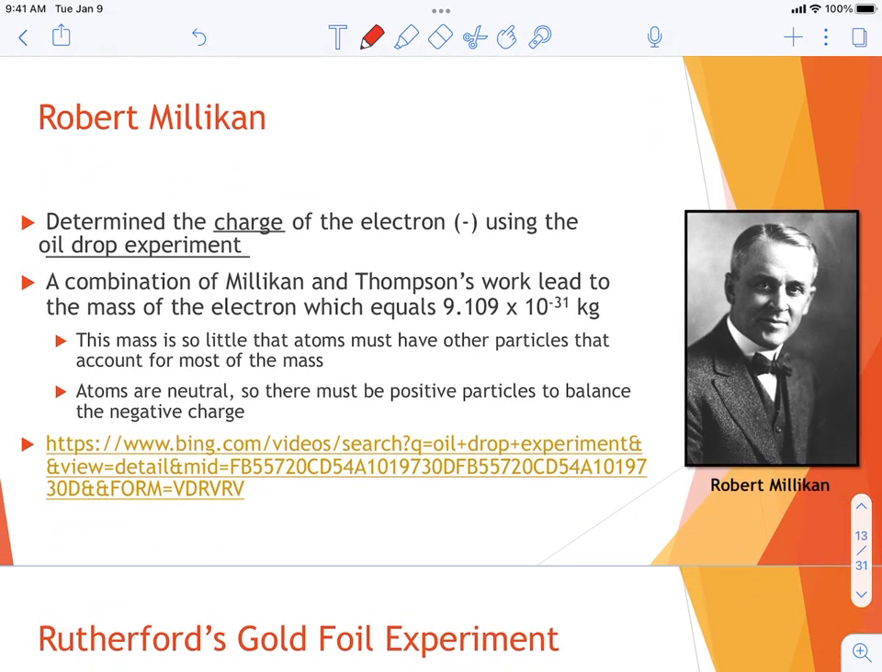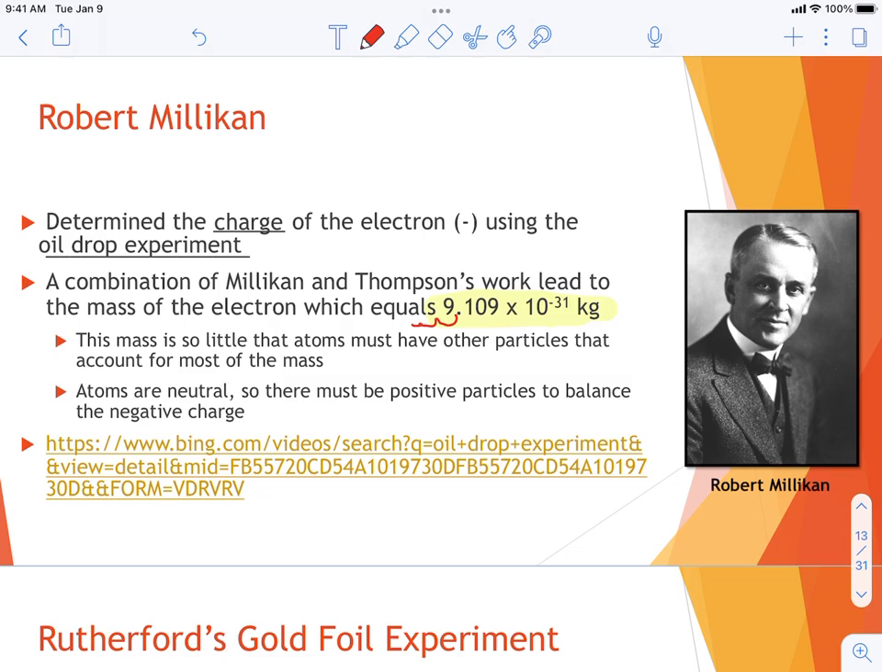Our next scientist is Robert Millikan. He determined the charge of the electron using what's called the oil drop experiment. Together, J.J. Thomson and Millikan found the mass of the electron. And you can see how very small this is, times 10 to the negative 31st. So move your decimal point here 31 times to the left. That's a lot of zeros before. Very, very, very, very small.